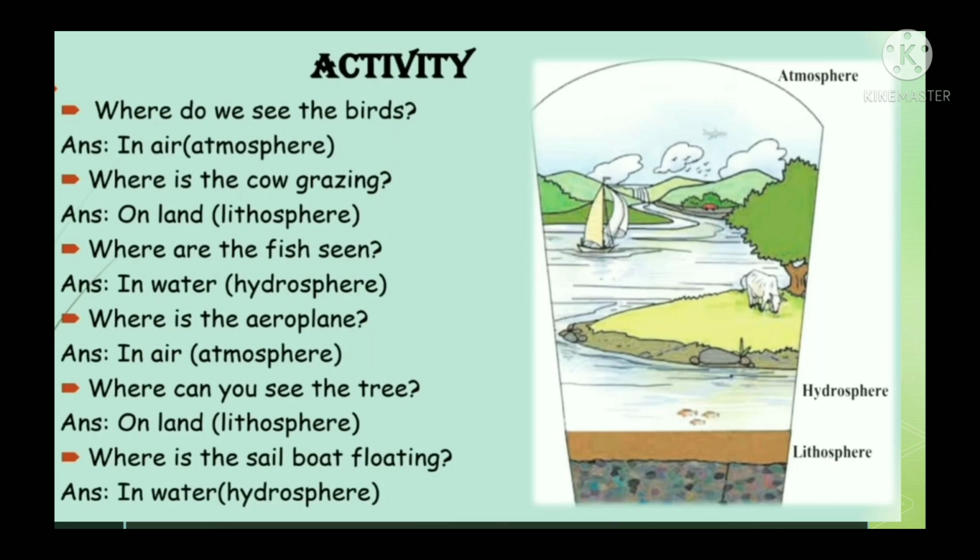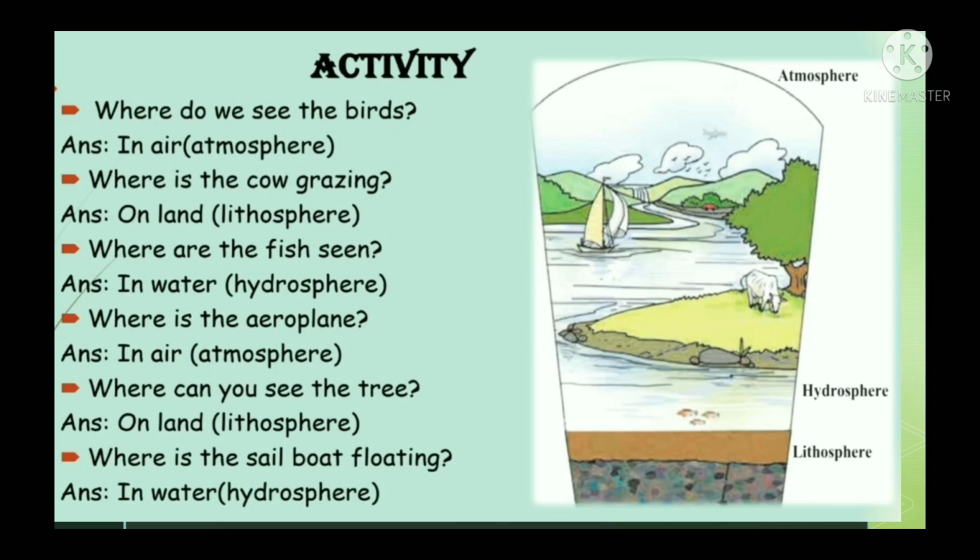Where can you see the tree? On land. Lithosphere. Where is the sailboat floating? In water. Hydrosphere. See, look at the picture. You can see that some things in the picture are in water, some on land and some in the sky, that is in the air.